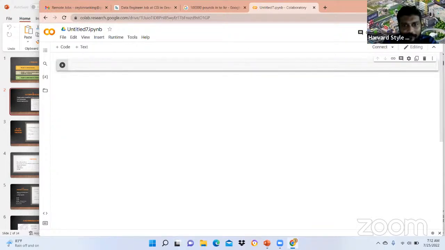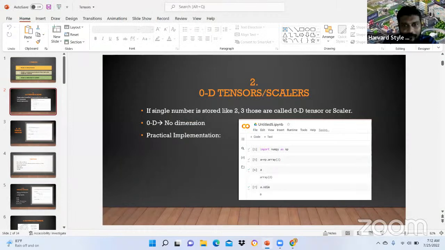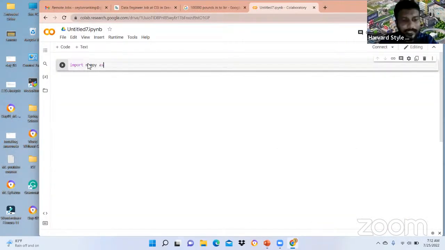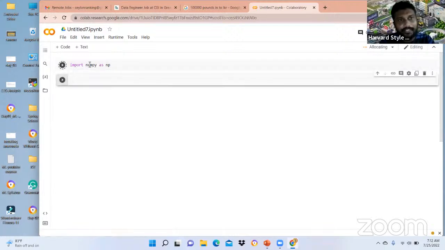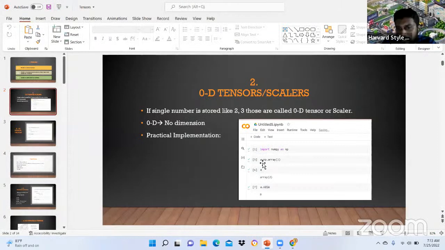Now, first import NumPy. Just import numpy as np. Shift enter. Now I have imported NumPy. What I'm doing is taking this variable called a, and I will be assigning a scalar value to this one. So in an array, we are storing that one. That's why a equals np.array.